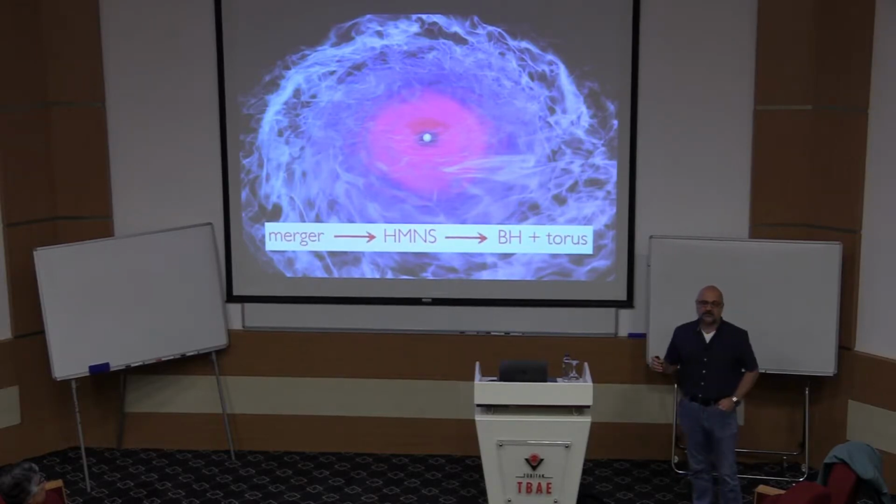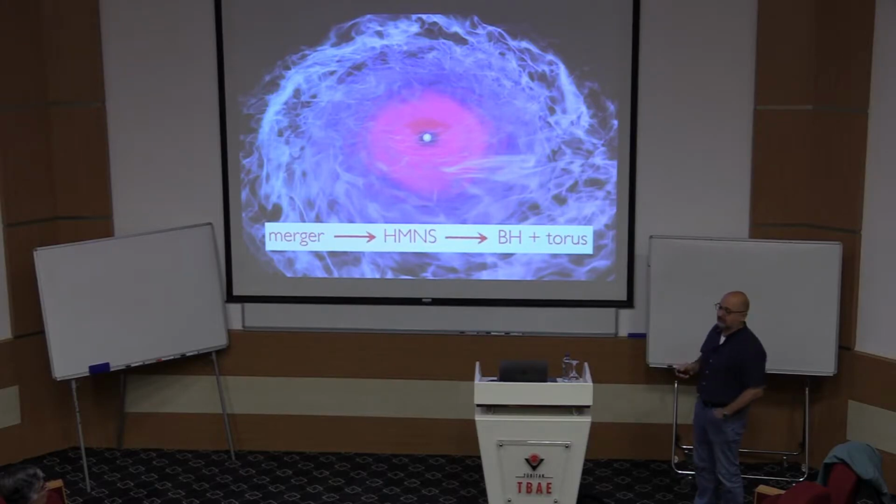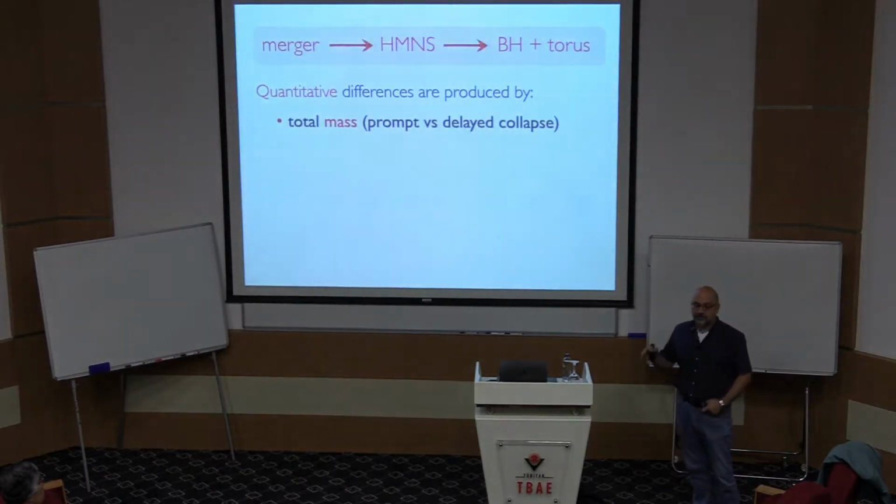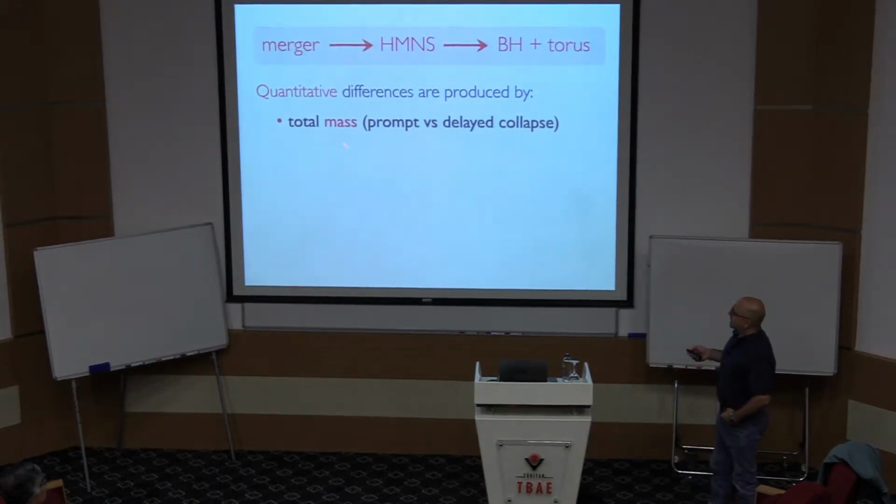This is extremely robust. Okay, I can make a very complex picture where I put a lot of microphysics and other effects, but this basic feature, the merger, the hypermassive neutron star and black hole plus torus, is very robust. So if there is something you have to remember out of this lecture, it is that when you have two neutron stars, they first produce a hypermassive neutron star and then a black hole plus torus. What are the possible changes or the degrees of freedom in this picture? One is the total mass of the system, which is responsible for prompt versus delayed collapse.